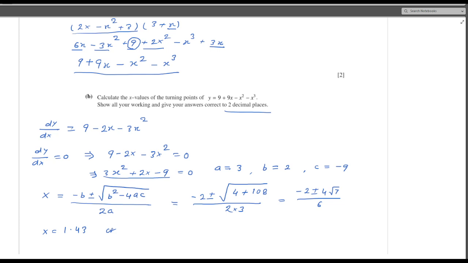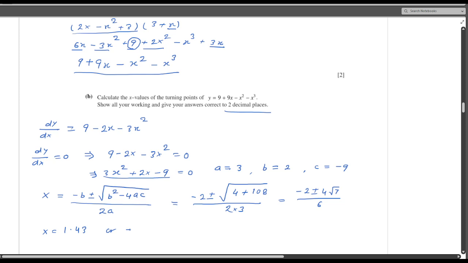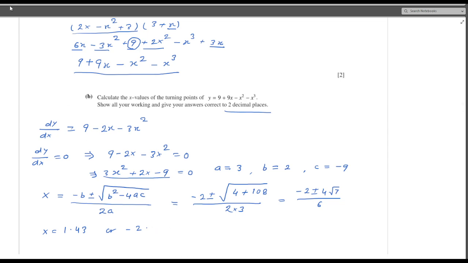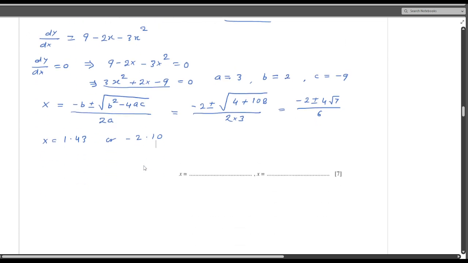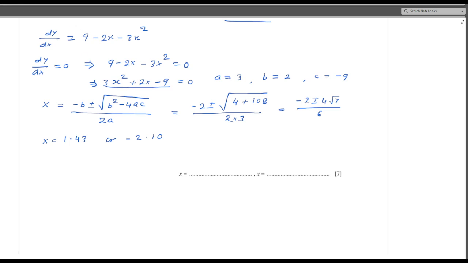Okay, so the other answer will be minus 2.097. So I will write by rounding it as minus 2.097. So 097 can be written as minus 2.10. Okay, minus 2.10. So these are the x values.